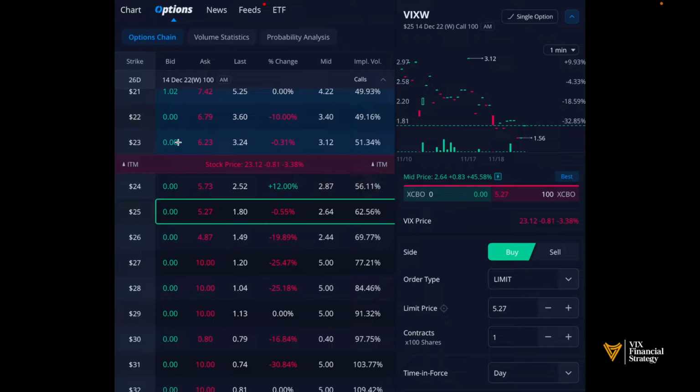So what do I do? I buy VIX call options. These are not the accurate price. This is the bid and ask spread. I took this screenshot during the after hours, so it's a little inaccurate. But for the sake of the example, we're only going to focus on the last purchase price.